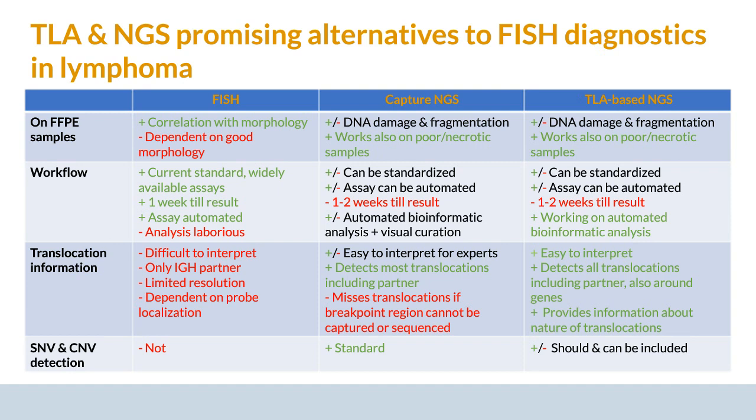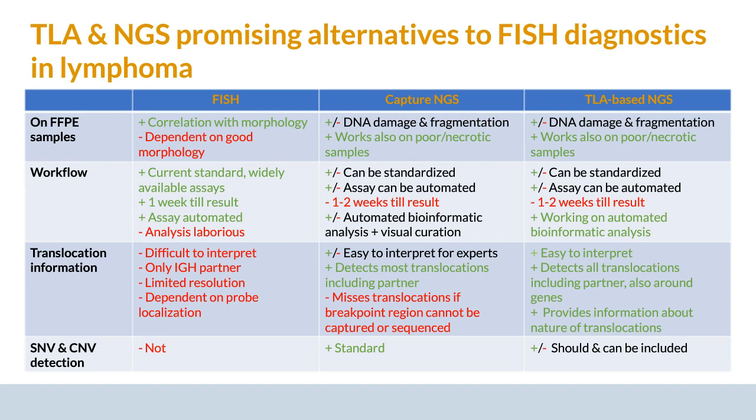Now, the capture NGS and the TLA can also be standardized, of course. So we need pipelines. A lot of the pipelines are made. It takes a little longer because you have to do your DNA isolation and your cross-linking. We need all those steps, so it does take a little longer, at the moment 1 to 2 weeks before you have the results, because you also need your bioinformatics in the end.